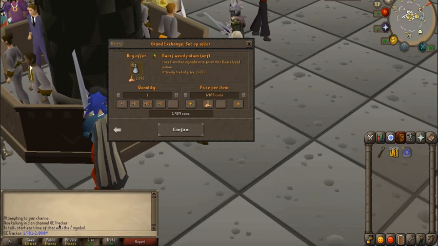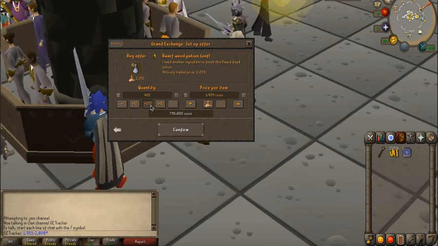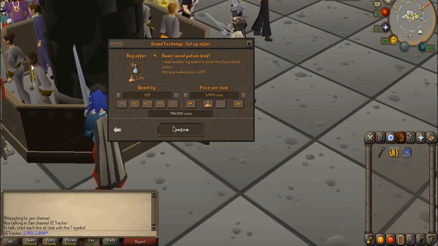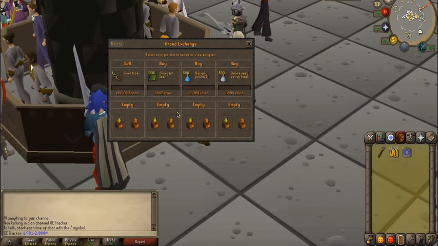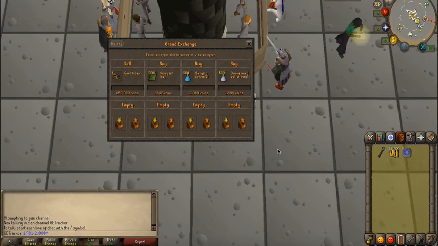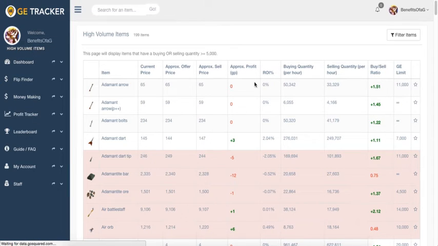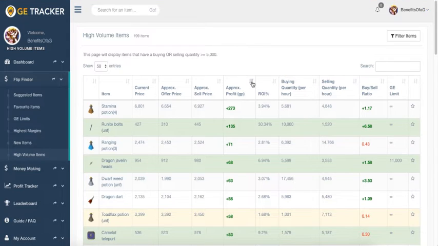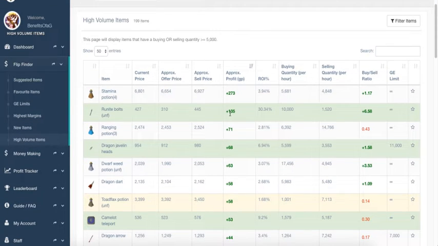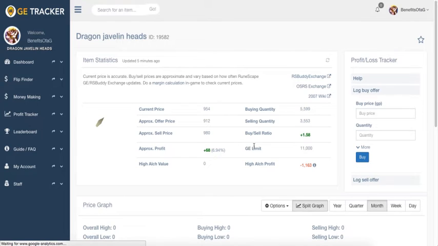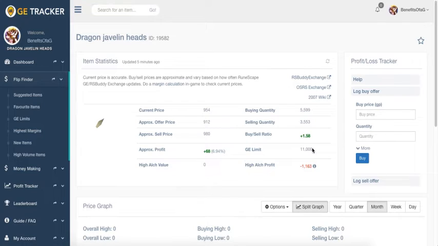So I'm going to type in 1989, and I'm going to buy, let's buy 500 of these. And I guess I'll just leave the rest of this cash stack here, or maybe we'll do another item. We'll do one last item before this video finishes. I know I keep saying I want to finish this video quite soon, but let's do one more. Okay, dragon javelin heads. Let's check this out. And this one right here, it actually shows the GE limit.